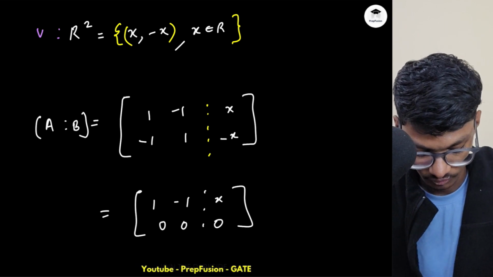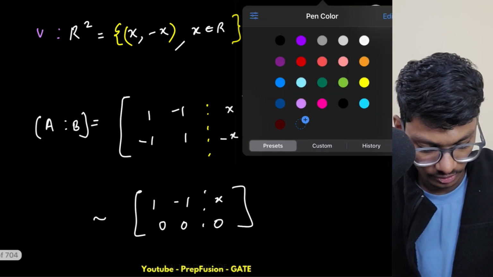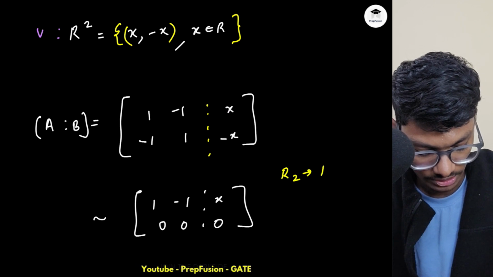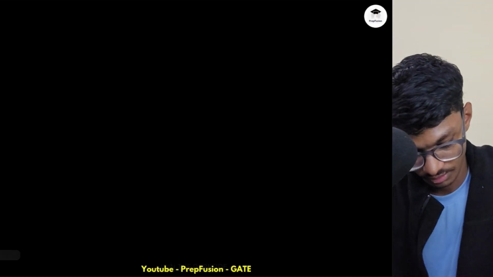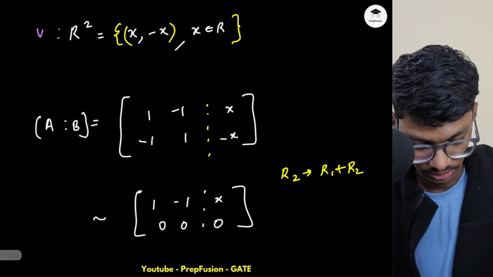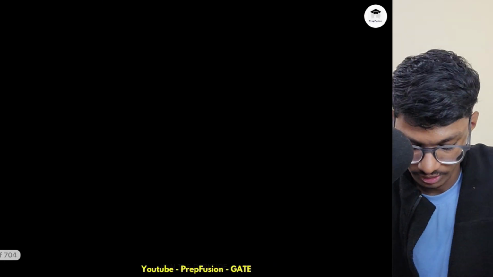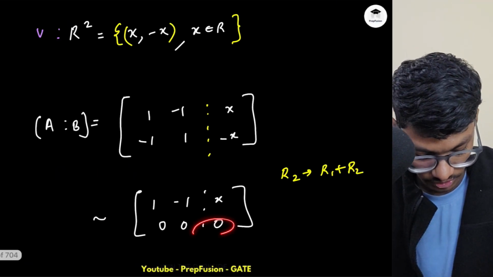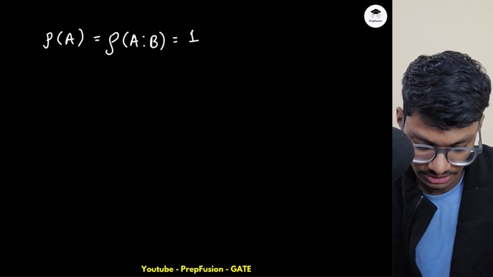Because what have I done over here? This is an equivalent matrix. I have just added row 1 with row 2; row 2 is changed to row 1 plus row 2. So basically this is a whole row of 0. Now if this is a whole row of 0, then what is the rank of this? The rank of A is always equal to the rank of [A|B], which is equal to 1, which is not our concern.